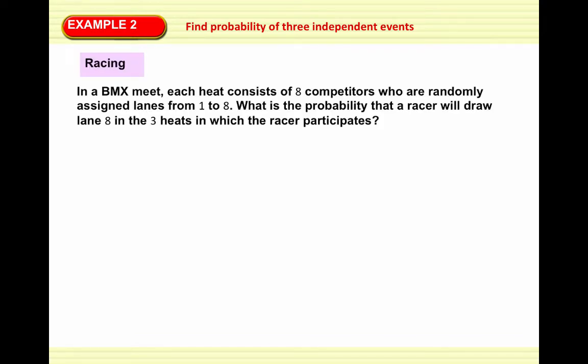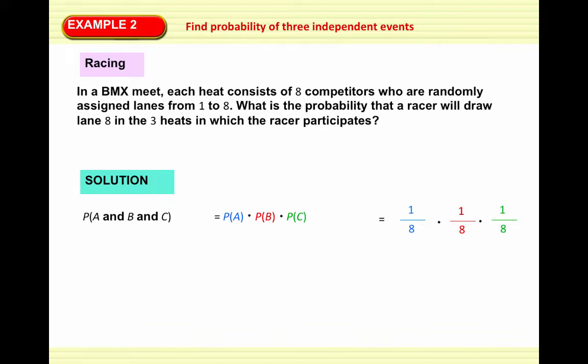So now we're going to move to 3 events. In a BMX meet, each heat consists of 8 competitors who are randomly assigned lanes from 1 to 8. What is the probability that a racer will draw lane 8 in the 3 heats in which the racer participates? Okay, so there's 3 events.